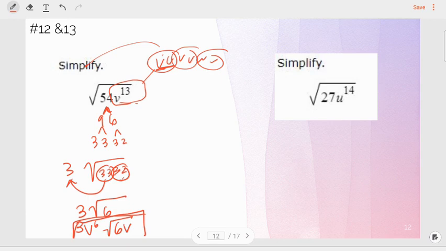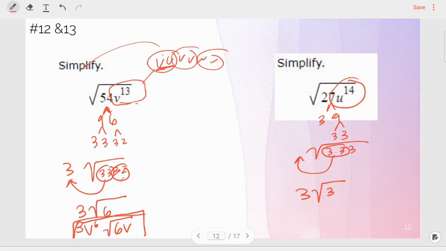Let's go ahead and talk about the second problem. So I'm going to simplify my radical. 3 times 9. 9 splits into 3 and 3. So I have 3, 3, and 3. Got one pair of 3s. So 3 comes out front, 1 3 remains on the inside, and I have 14 u's. So if I pair them all, 14 divided by 2 is 7. So I have 7 pairs of u that go on the outside, and there's no remaining u's on the inside because it divided evenly.